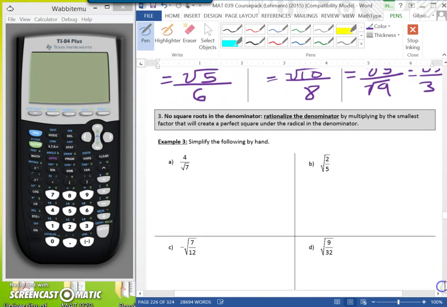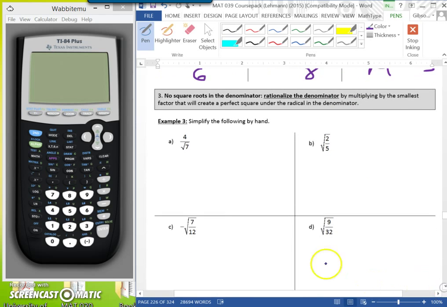All right, now, scroll on to the next page. Now, with number 3, it says no square roots in the denominator. Rationalize the denominator by multiplying by the smallest factor that will create a perfect square under the radical in the denominator. Okay, so now, let's take a look at this. With A, we had a square root of 7. We know there's no perfect square in the square root of 7 except for 1, right? And there's no point in taking the square root of 1.